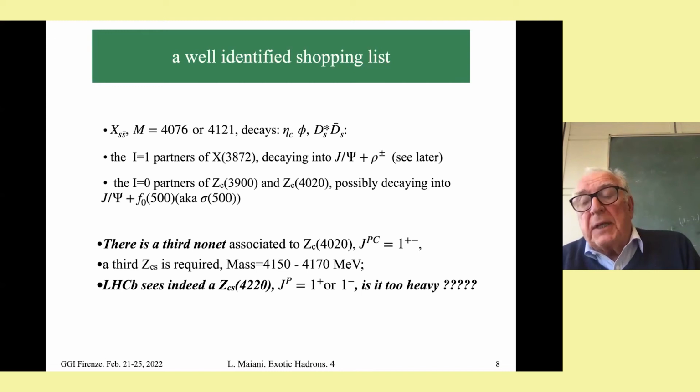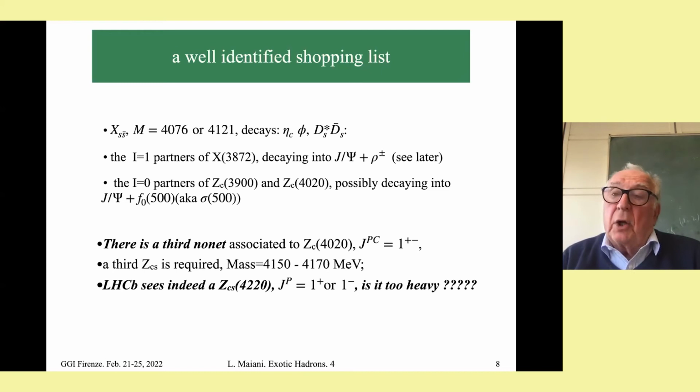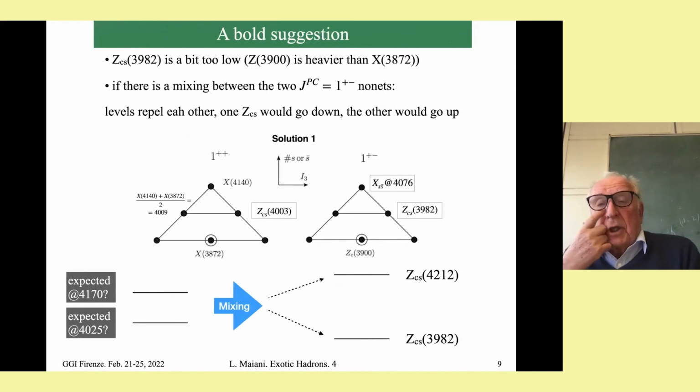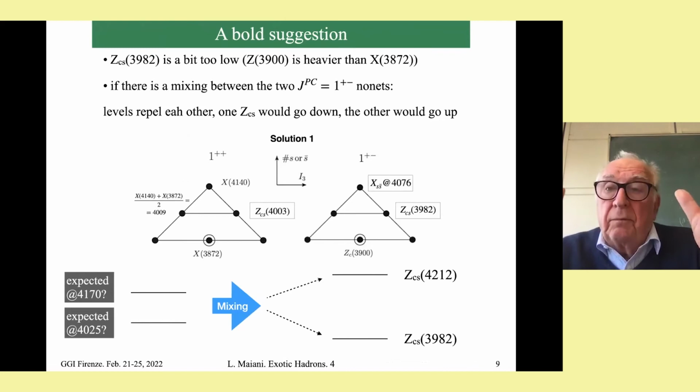I would expect to have a mass difference in the order of 150, 170 MeV, and not 200. 200 is a little bit too much. I have a bold suggestion. We have two nonets, same charge conjugation. They, of course, can be mixed with each other.